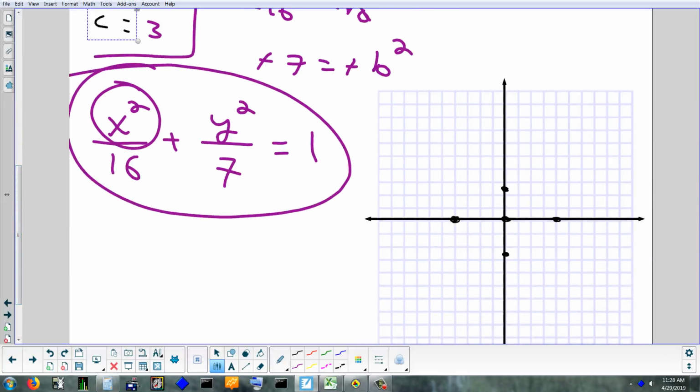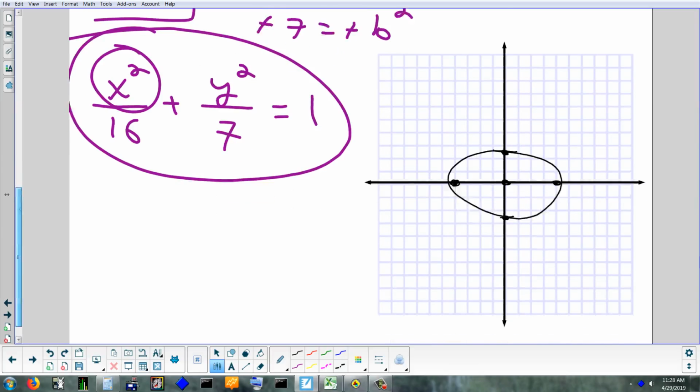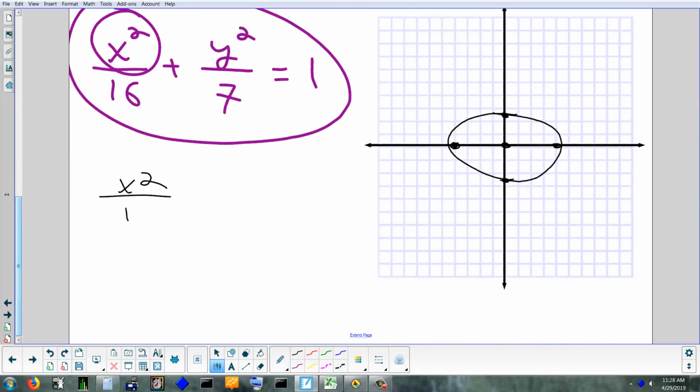Just try to sketch it the best you can. Maybe, it's okay. But there's my ellipse. Any questions on that? Now, if you wanted to sketch this on the calculator, you can. But what letter always has to be by itself to do that? Y. Y would have to be by itself.